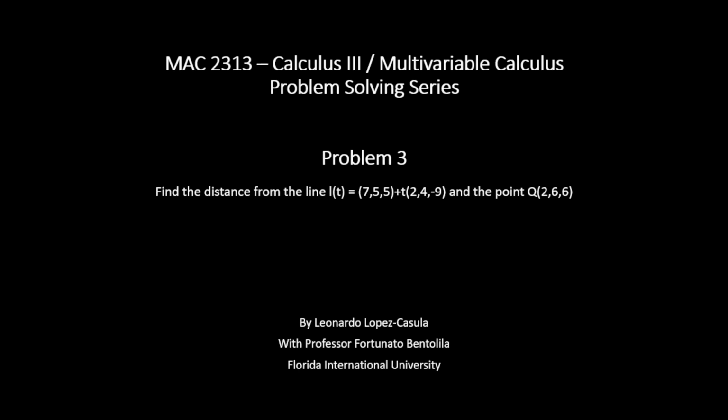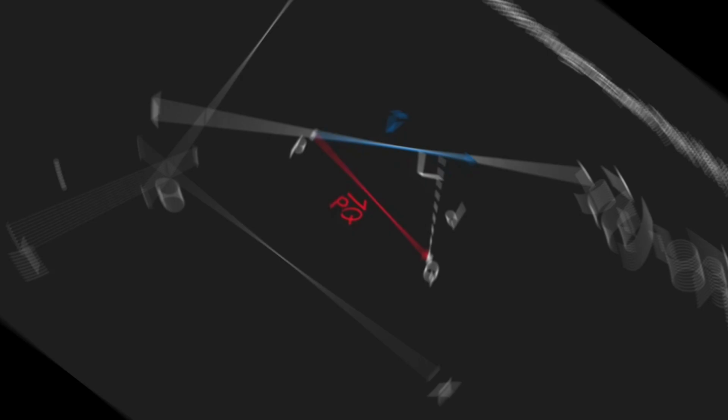Hello and welcome to problem 3 in my Calculus 3, or multivariable calculus, problem solving series. In this video, we're going to look at how to find the distance from a line to a point in 3D. Let's go ahead and look at how to do it.